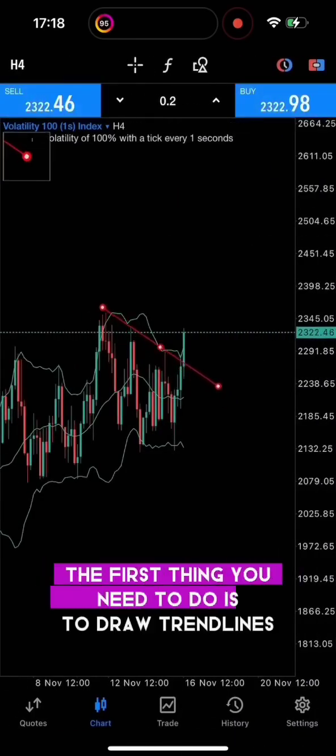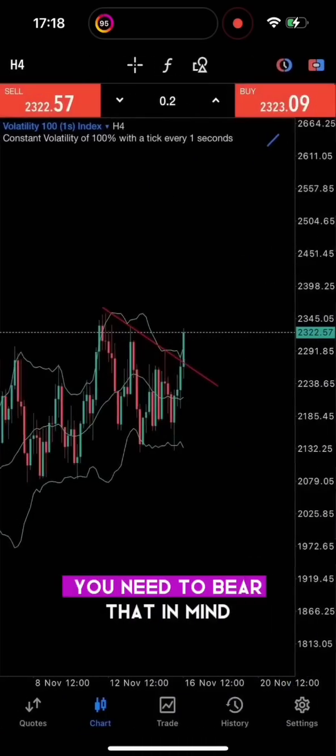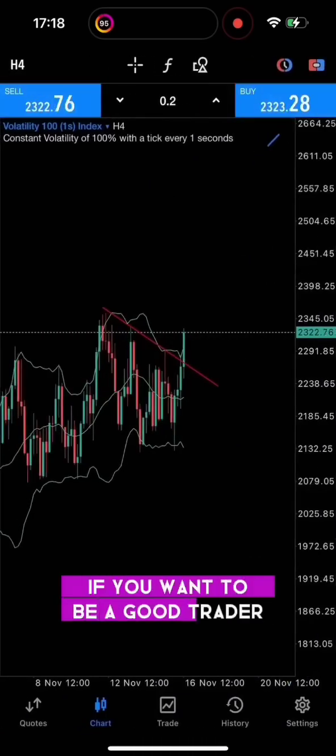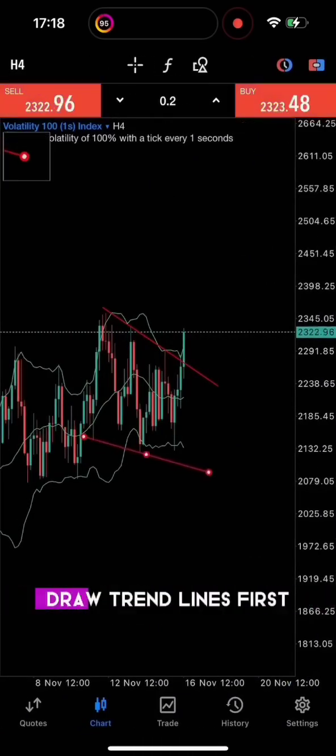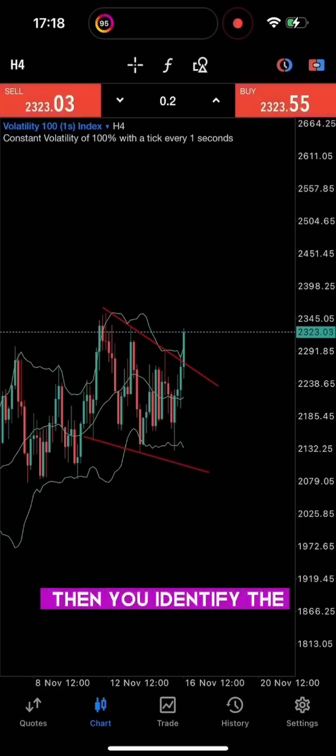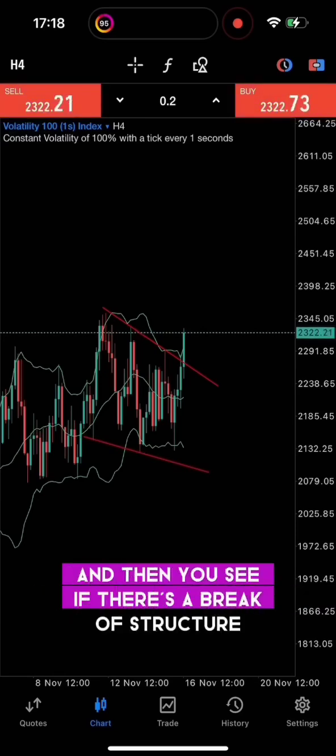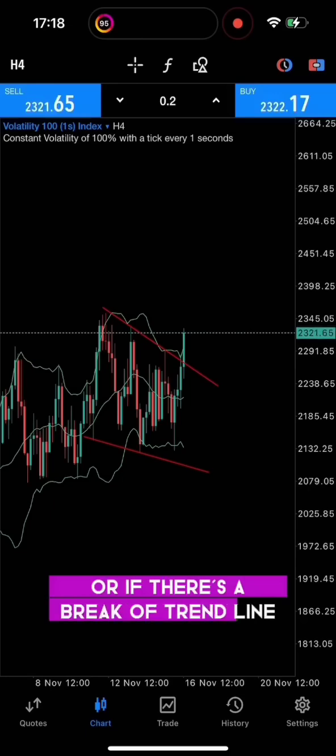The first thing you need to do is to draw trend lines. You need to bear that in mind. If you want to be a good trader, you need to first draw trend lines. Don't rely on the indicators. Draw trend lines first, then you identify the side of the market, and then you see if there's a break of structure or if there's a break of trend line.